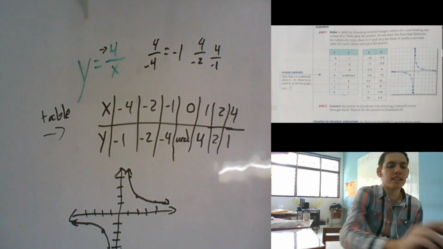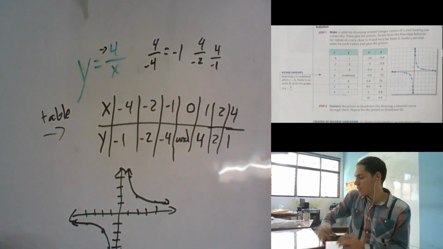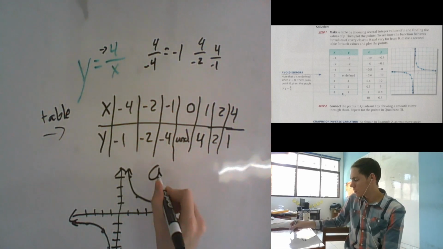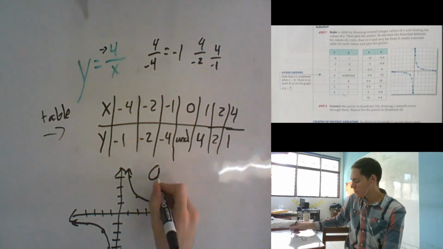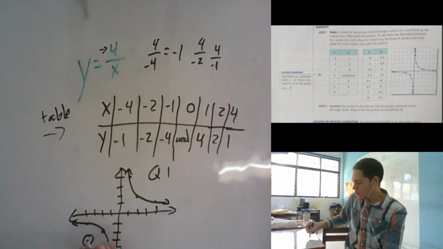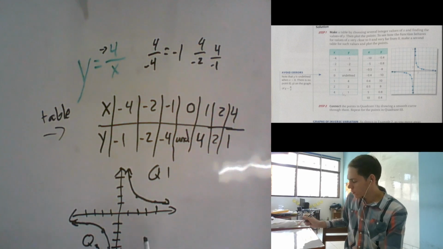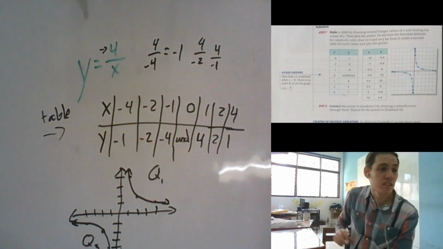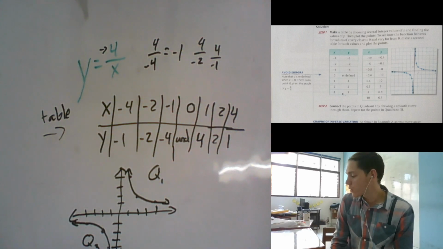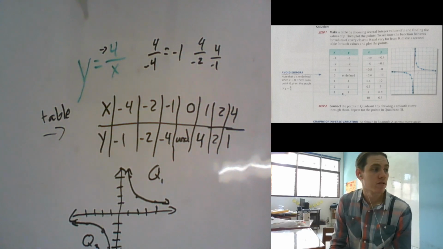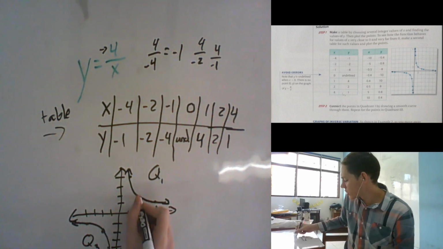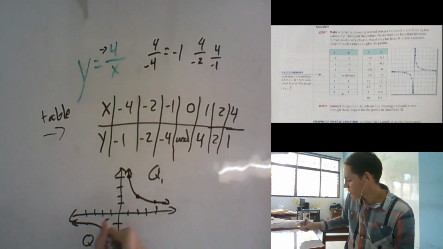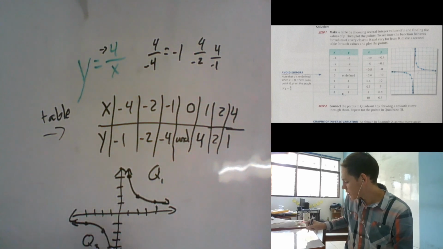So in this one, because the top is positive, we're going to be in quadrant 1 and quadrant 3. Okay. Just make sure you've plotted the points and connect the points with a smooth curve, and you should be good.